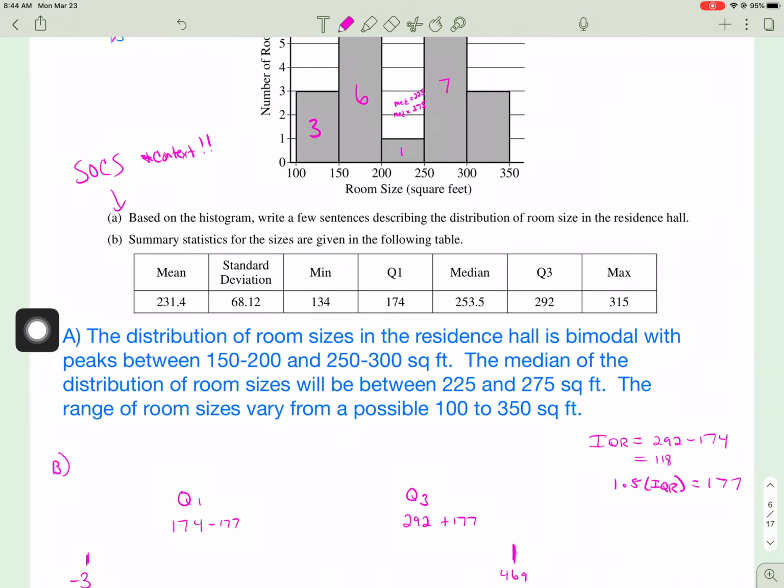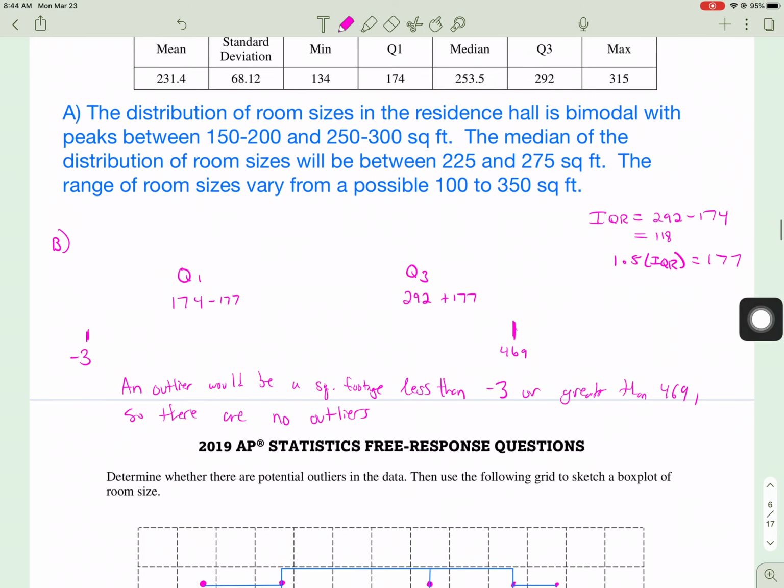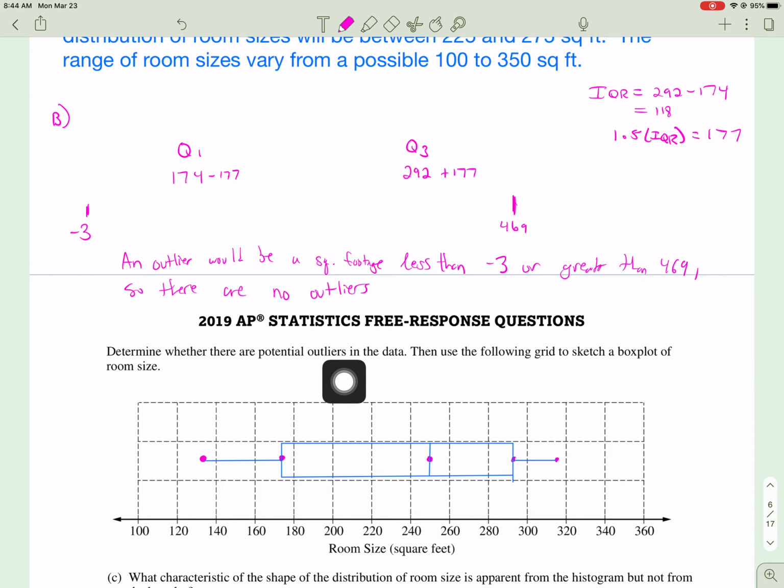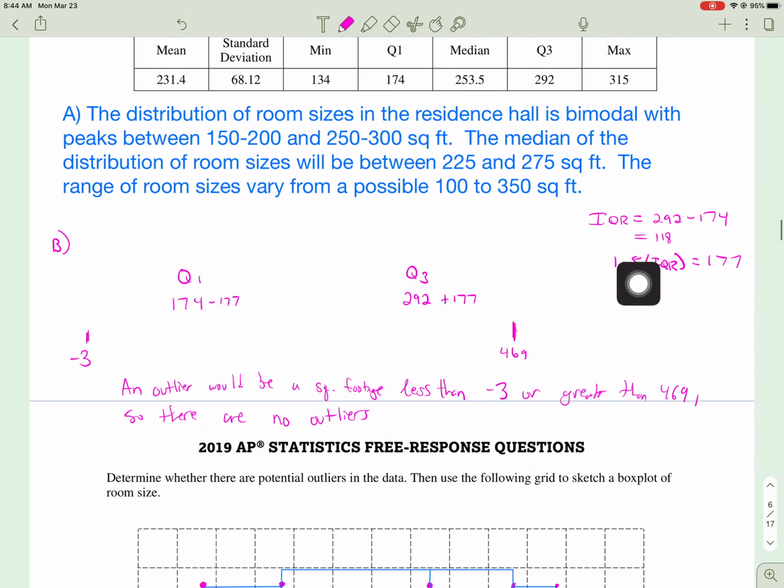Here is a summary of all the data, and it just gives you the mean, standard deviation, and then the 5-number summary right here. Now, the 5-number summary is going to be important because it says, determine whether there are outliers, and then use the following grid to sketch a box plot. So outlier rule is 1.5 times the IQR, right? IQR is Q3 minus Q1.